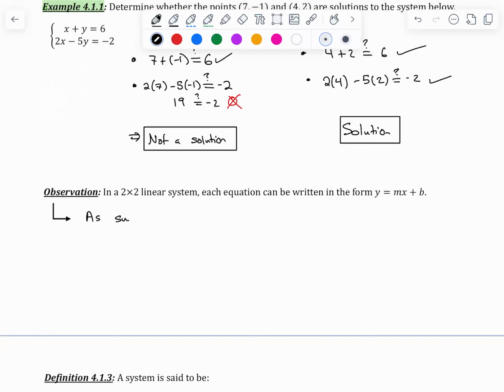And as such, these systems represent two lines, and their solutions are the intersection points.